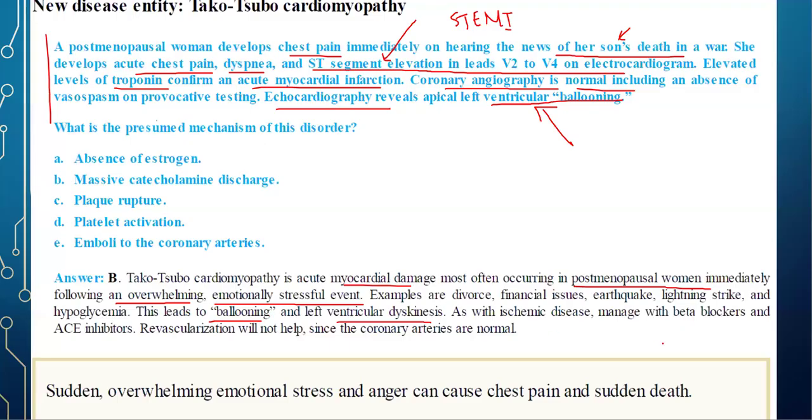Okay. Now, as with ischemic disease, manage this patient with beta blocker and ACE inhibitor. But definitely you don't need to put any stent inside because there is nothing wrong in the coronary artery. So sometimes we can just give them beta blocker or ACE inhibitor. That's usually the treatment. Okay. Kind of broken heart syndrome, you can say.